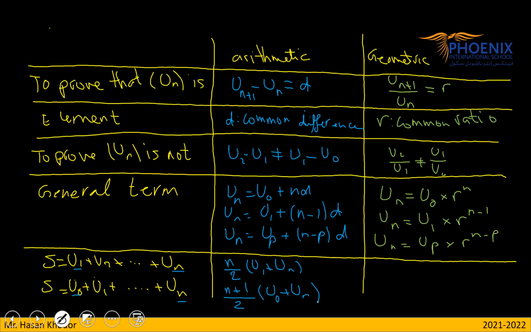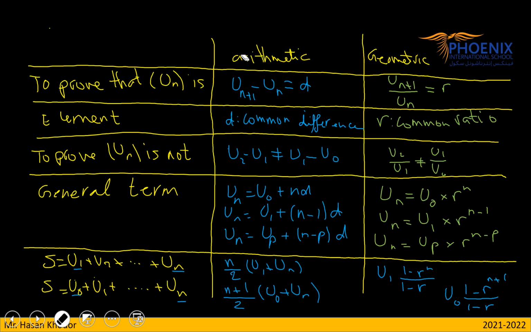In the case of a geometric sequence, the sum will be the first term u1 multiplied by (1 minus r to the power n) divided by (1 minus r). And if we use u0 in the second case, then we have one more ratio, so r to the power n plus 1, over 1 minus r. So these are the rules covering the arithmetic and the geometric sequence.